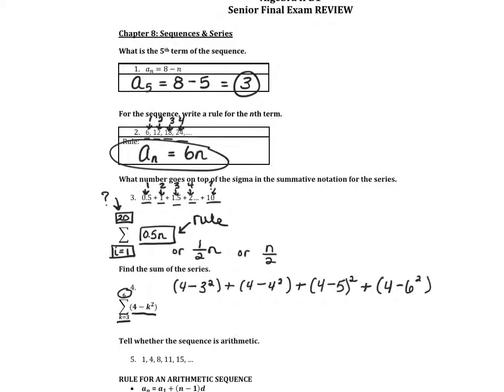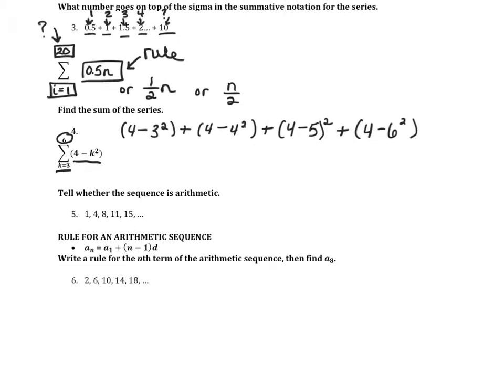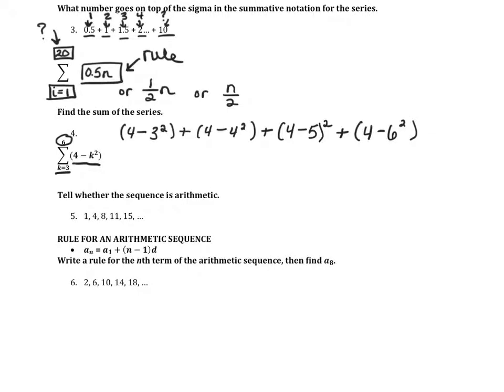And let me move this up a little bit. How we know we are done plugging numbers in is because the 6 was on the top of that sigma sign. So now we need to go through and do these calculations. To start, we have 4 minus 3 squared is 9, plus 4 minus 4 squared is 16.